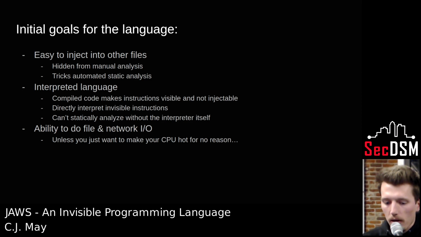The second goal for it was I wanted to make it an interpreted language. Compiled code will be turned into machine code when it's compiled, and that's understandable and comprehensible by static analysis antivirus engines when it becomes binary. So I actually wanted the instructions that are actually doing something to be completely abstracted and hidden until the exact moment that it executes. So that's why I wanted to make it an interpreted language.